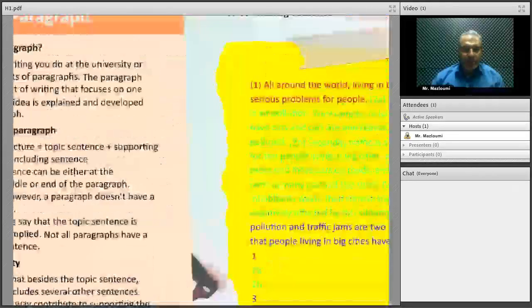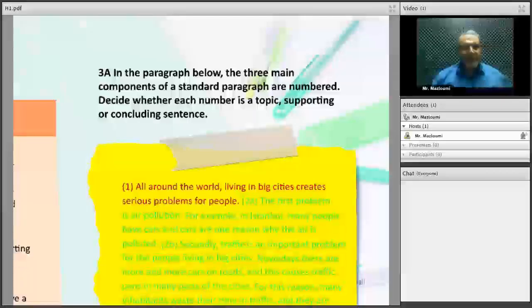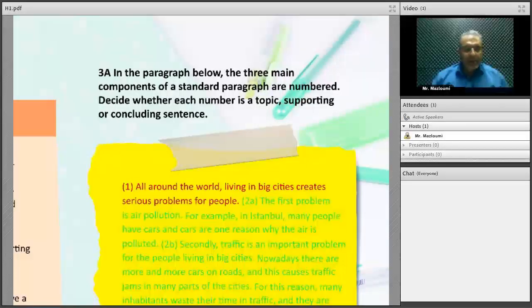Let's move on. Exercise 3A. In the paragraph below, the three main components, parts of a standard paragraph are numbered. Decide whether each number is a topic, supporting, or concluding sentence.